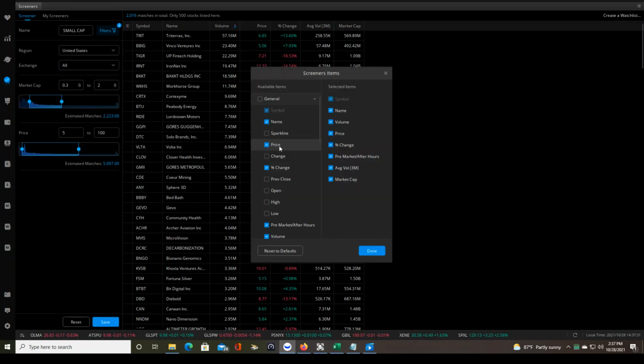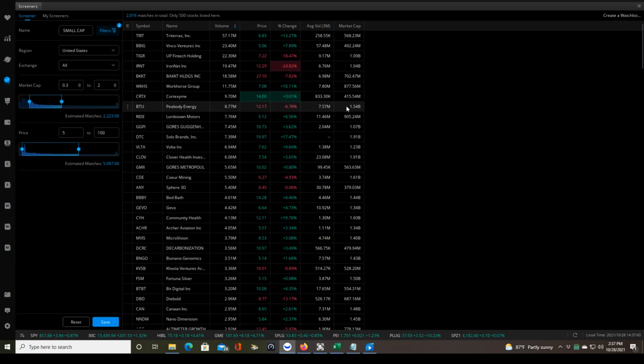So once I have my filter set up, I click volume. I organize the list by volume. That way I'm only seeing the stocks that are trading with the highest volume. I never go beyond the first page. And then I'm looking for a percent change of 5% or more.